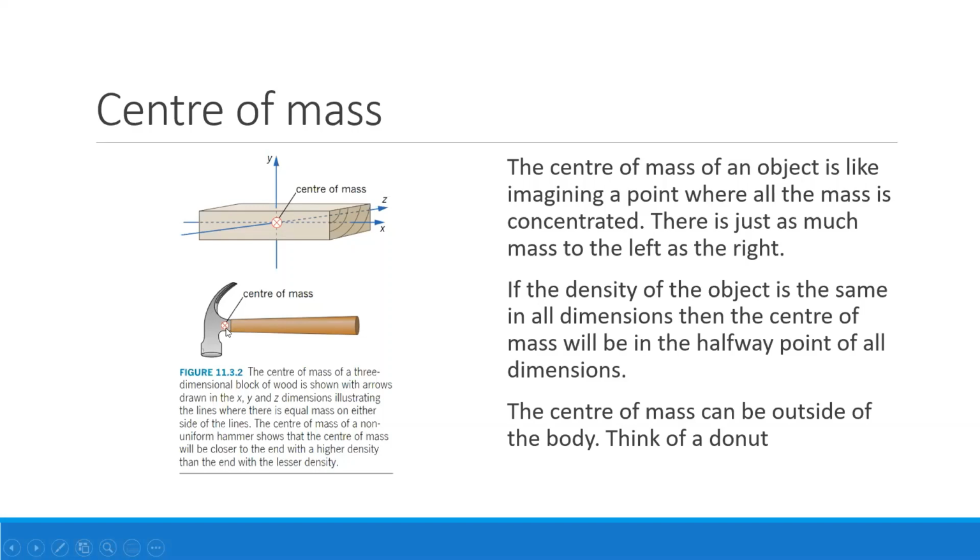You can figure out where the center of mass of an object is by seeing if you can balance it on your finger. You would not be able to balance a hammer on your finger if you put it in the middle, but if you move your finger all the way to the end, you could probably balance it.